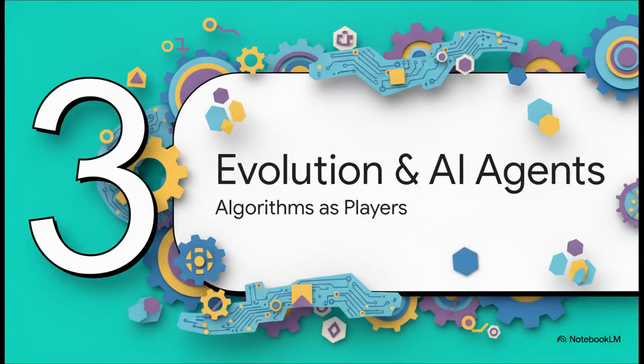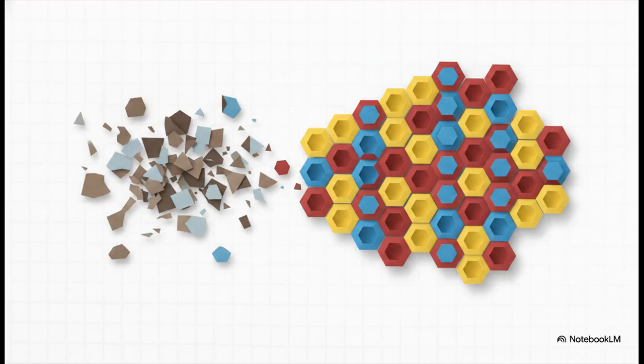Now let's shift our focus to Section 3, Evolution and AI Agents, Algorithms as Players. We are leaving human crowds behind for a minute and entering the ultimate frontier, where code takes the wheel and algorithms themselves become the players in the game. To understand these non-human players, we use evolutionary game theory.